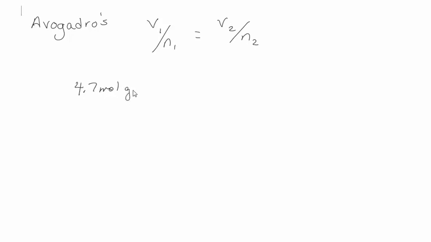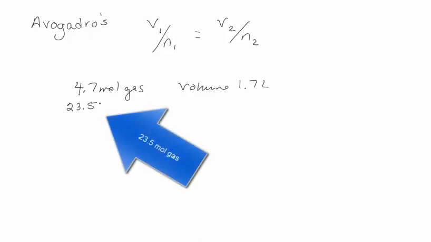So now let's work with Avogadro's Law. Avogadro's Law is a relationship between volume and moles. In short, the more moles you have, the more volume you're going to have. So if you have 4.7 moles of a gas and it has a volume of 1.7 liters, what is the volume if we have 23.5 moles of gas? So what is the volume? These are my ones, these are my twos.